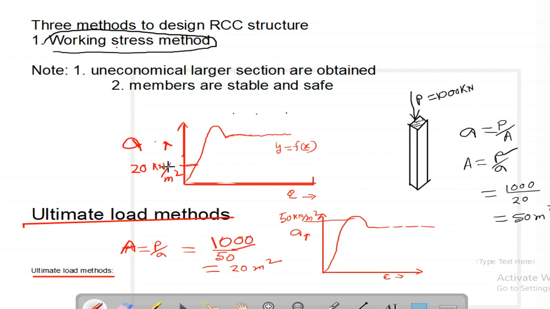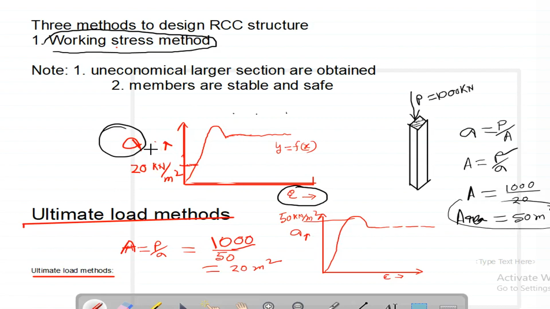And if you plot the graph between stress versus strain, suppose we get one particular graph like that. Here, if we consider sigma, that is the stress of that concrete, as 20 kilonewton per meter square, then we can calculate the value of area. That means what is the area required for that particular column if a 1000 kilonewton load is coming and that concrete is able to bear a strength of 20 kilonewton per meter square. So we get area is 50 meter square.